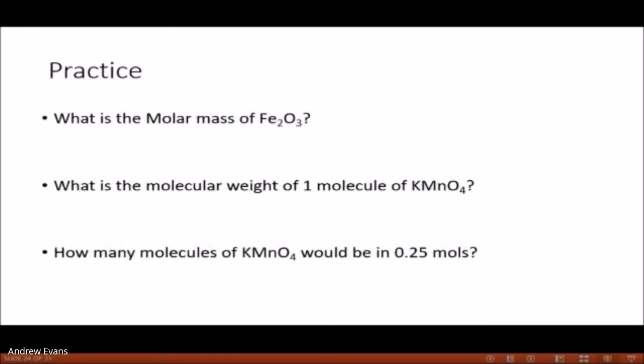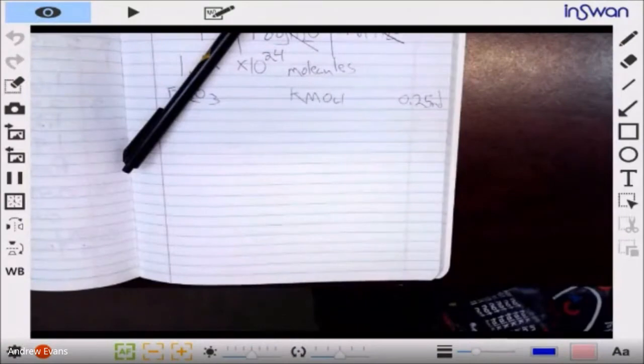So practice. First, what is the molar mass of iron oxide? Then what is the molecular weight of potassium permanganate? And then how many molecules would be in 1/4 moles of potassium permanganate? So answer those all, just practicing what we got.